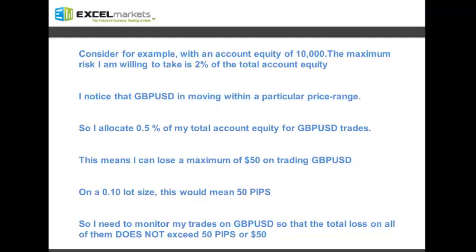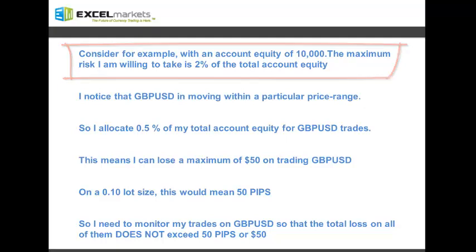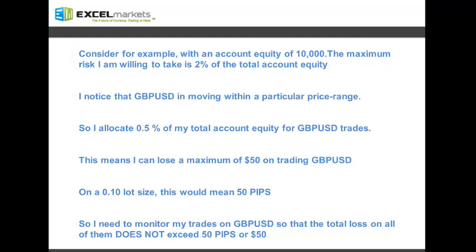Consider, for example, an account with an account equity of $10,000, where the maximum risk that I'm willing to take is 2% of the total equity. I notice that cable, that is the pound against the US dollar, is moving within a particular price range. So I decide to allocate 0.5% of my total account equity for the cable trades. This means I can lose a maximum of $50 on trading pound-dollar on a 0.10 lot size, which comes out to be 50 pips.